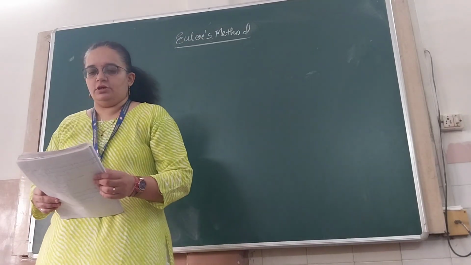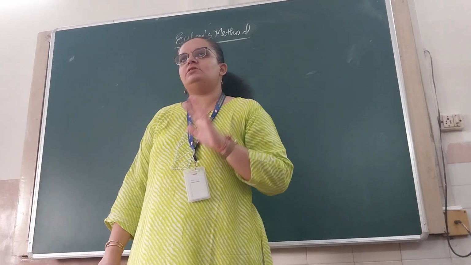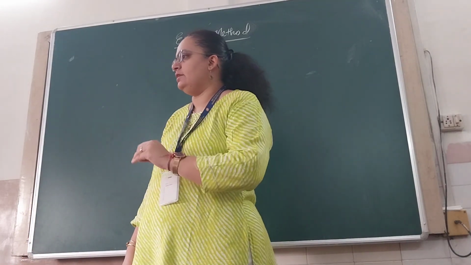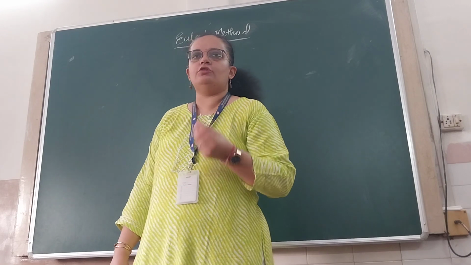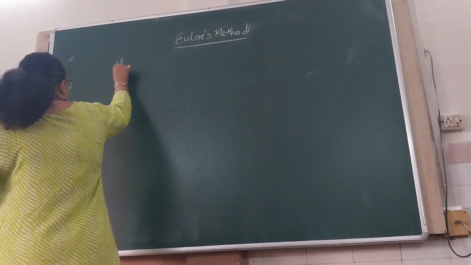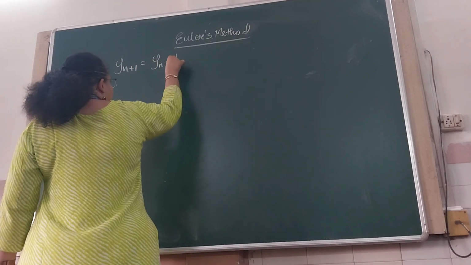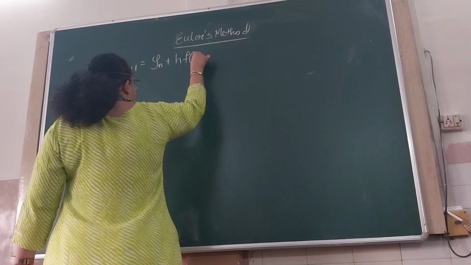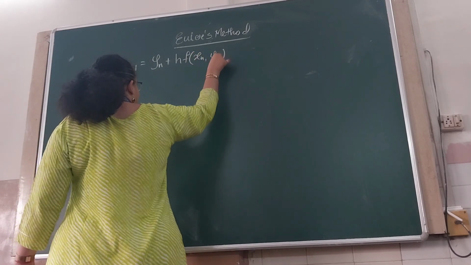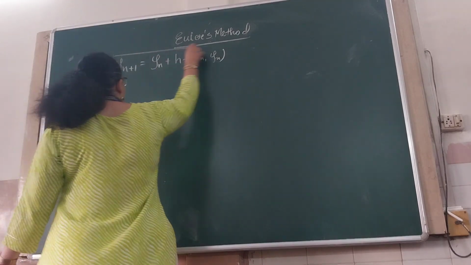Let us do another topic, Euler's method. This is a very simple method. The only thing is that you need to understand how we are going to apply the formula. The formula is y(n+1) equals y(n) plus h into f of x and y. This is the formula for Euler's method, a very simple formula.